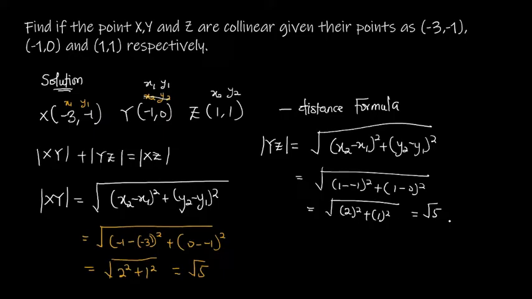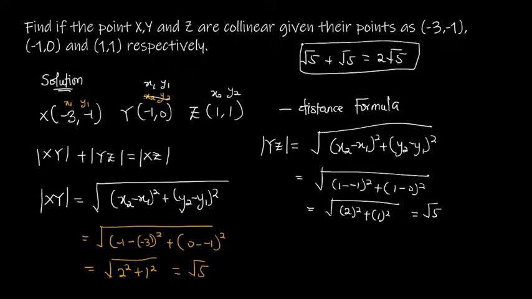Now this is root 5, this is root 5. So just before we calculate the distance xz, it means that root 5 for xy over here plus yz, which is also root 5, will give me 2 root 5 as my answer. So I'm expecting that my distance xz will be equal to 2 root 5, and if that is the case, then I know that my 3 points x, y, and z are collinear. Alright, so let me go ahead and calculate the distance xz. So I'm just gonna erase this.